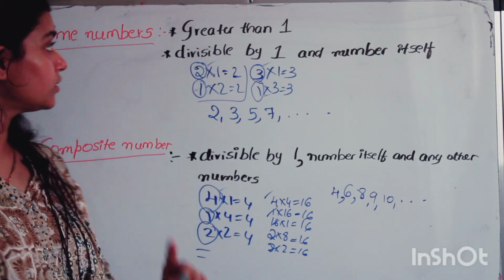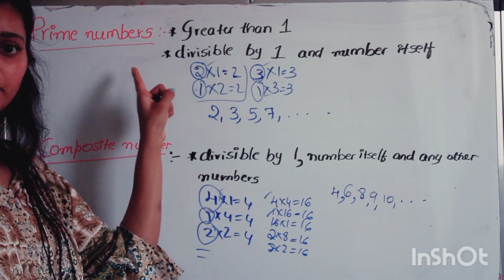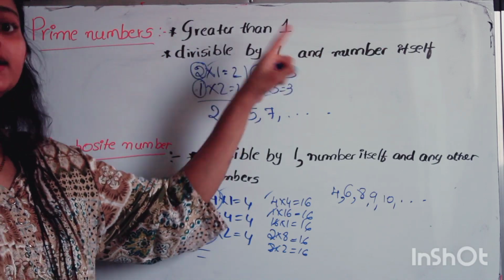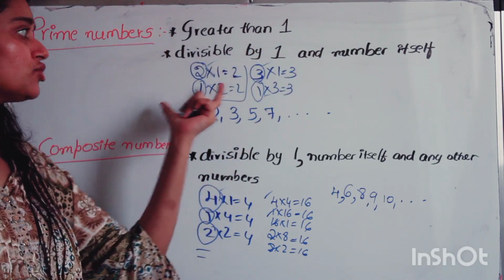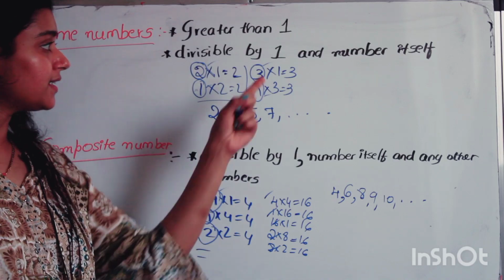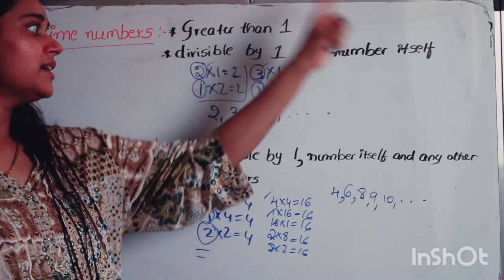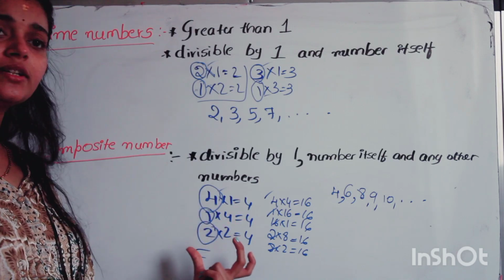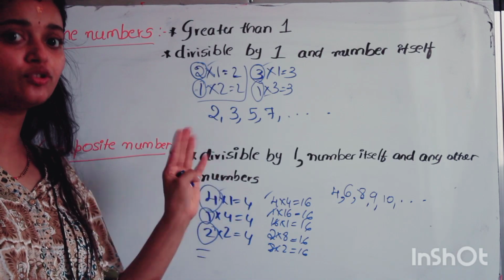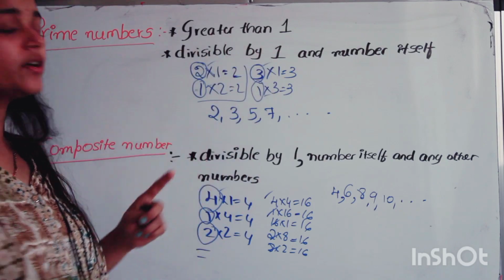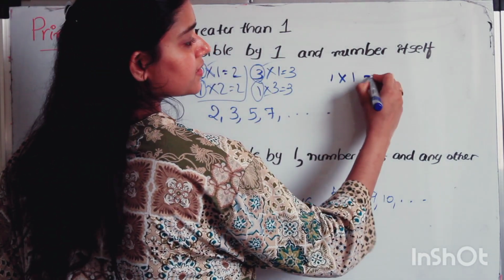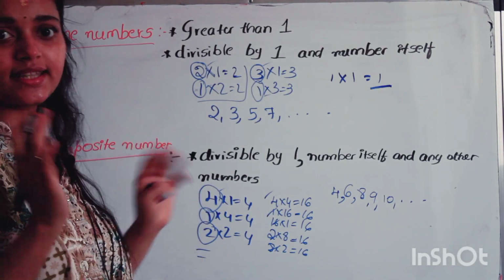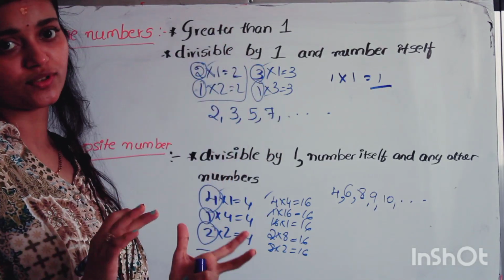Note that 1 is neither prime nor composite, because a prime number should be greater than 1 and should have 2 factors, that is, divisible by 1 and the number itself. A composite number should have more than 2 factors. 1 is a multiple of only 1, 1 one is 1, so it has only 1 factor. Therefore it is neither prime nor composite.